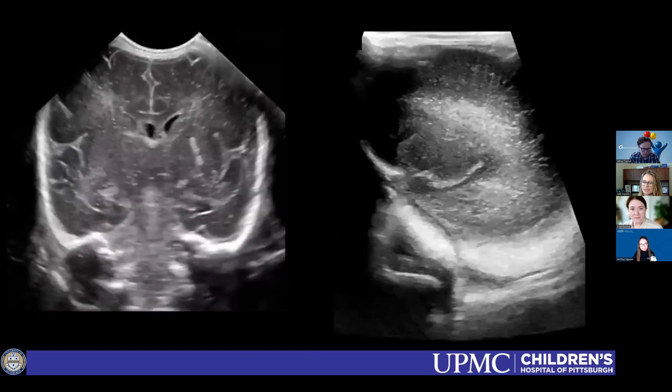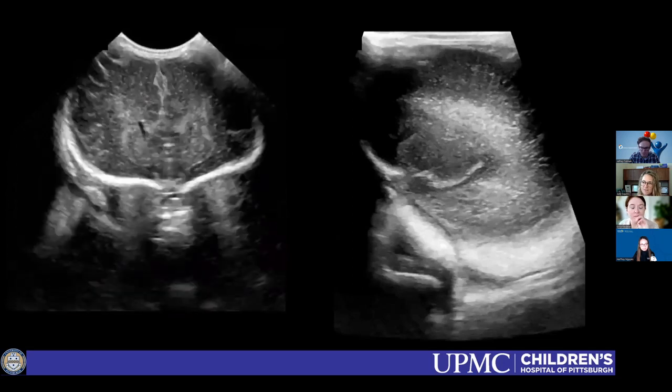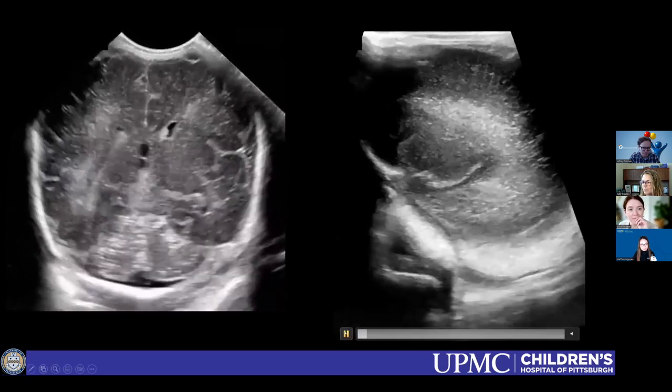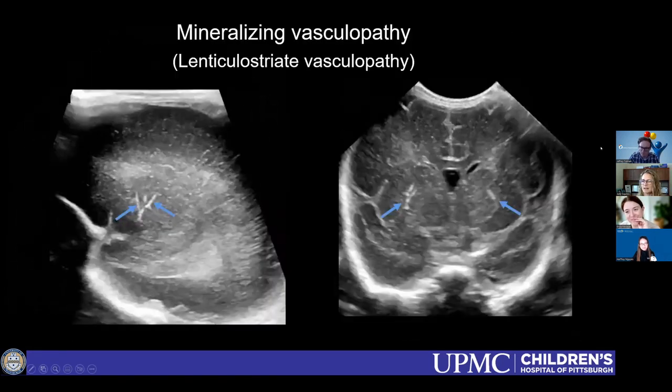How about this one? Actually, this is the same patient. We have these branching echogenic foci in the deep gray nuclei. You can probably see it better on the sagittal, these little echogenic chicken feet almost, with mineralizing vasculopathy or lenticulostriate vasculopathy. I've had two different conversations. One where colleagues put this as impression number one, rule out TORCH infection. And then some people bury it in the findings and say non-specific mineralizing vasculopathy or whatever. Do you guys have life advice for this one?